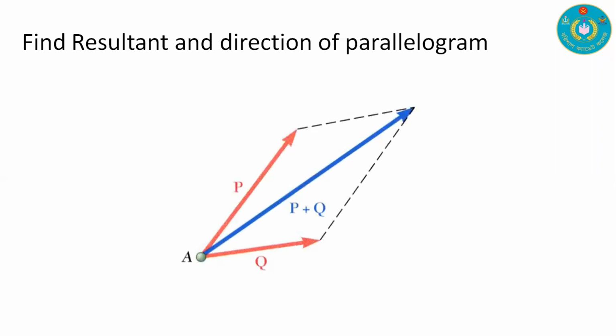Now find the resultant and direction of the parallelogram with the help of this diagram. Here P is a vector and Q is a vector, and both start from the same initial point A. With the help of the diagram we can say that the vector P plus Q is the diagonal of this parallelogram, and it indicates the resultant and direction of this parallelogram.